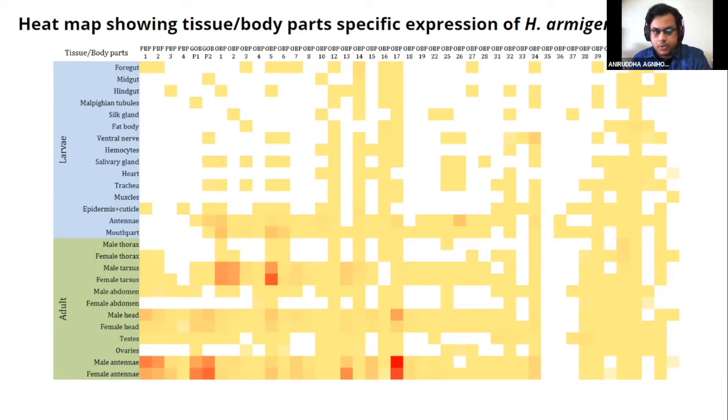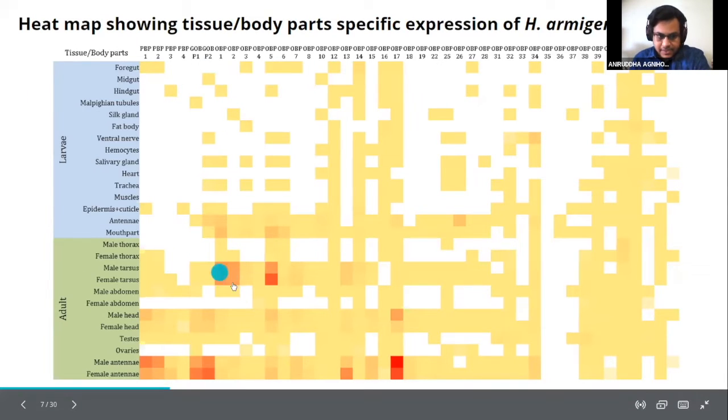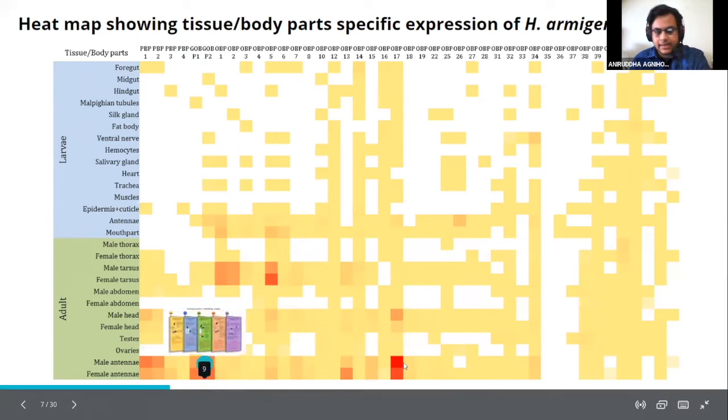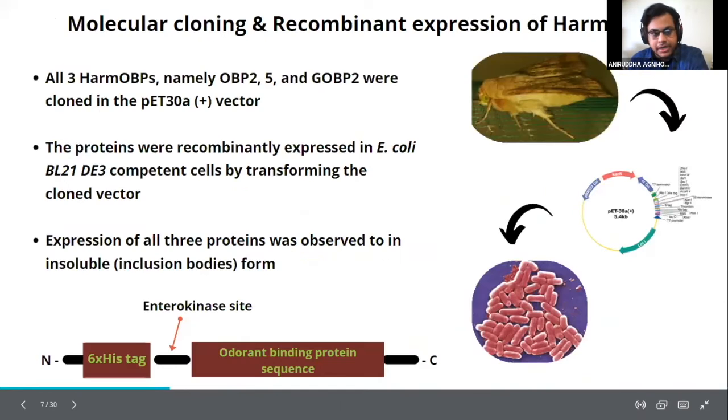Out of this, we decided to go ahead with OBP2, OBP5, and GOBP2. We initially decided to go ahead with 6 OBPs, but here I'm just showing you the data of 3 OBPs. OBP2 is specifically expressed in male tarsus and female tarsus, whereas OBP5 is also expressed in the same chemosensory organ, whereas GOBP2 is mostly present in the antenna. So we decided to focus on these 3 odorant binding proteins.